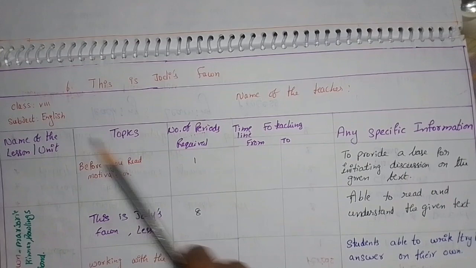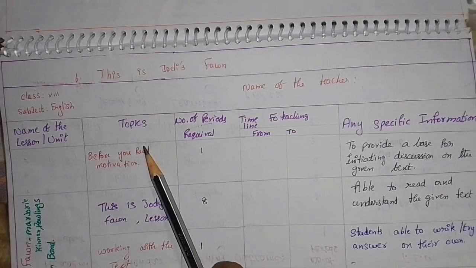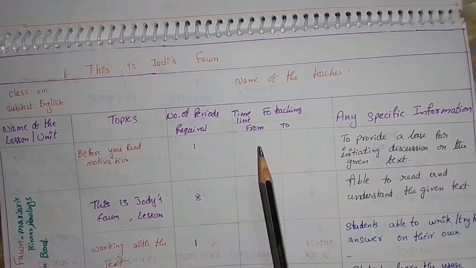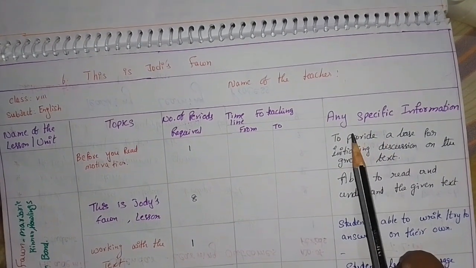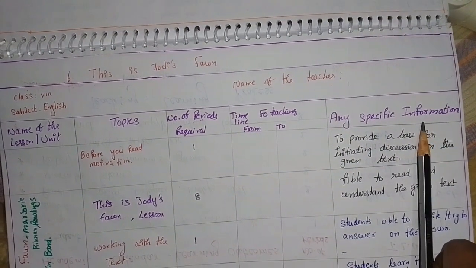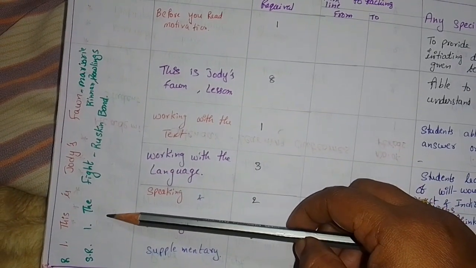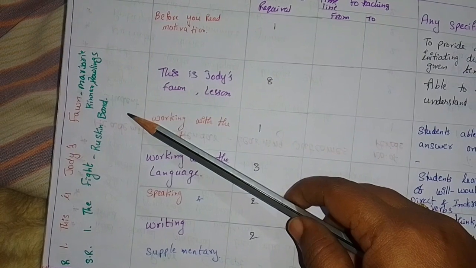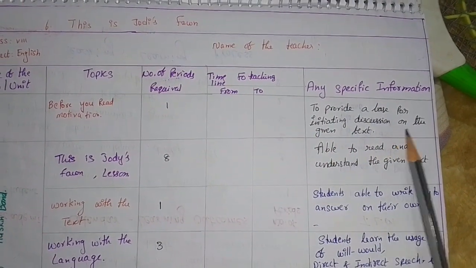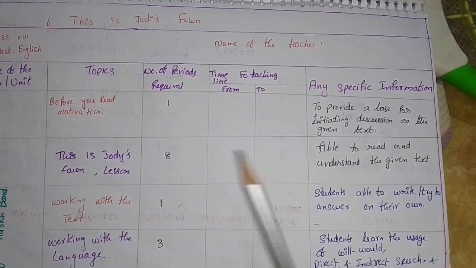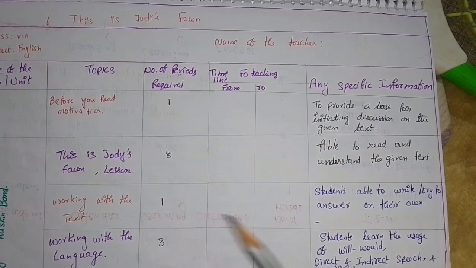Class 8th, subject and name of the teacher, name of the lesson or unit, topics, number of periods required, timeline from 2, any specific information. The lesson name is Jody's Fawn, and we have the supplementary lesson, The Fight by Ruskin Bond. Before you read, we need one period to provide a base for initiating discussion on the given text. And the main lesson, Jody's Fawn, we need 8 or 9 periods.